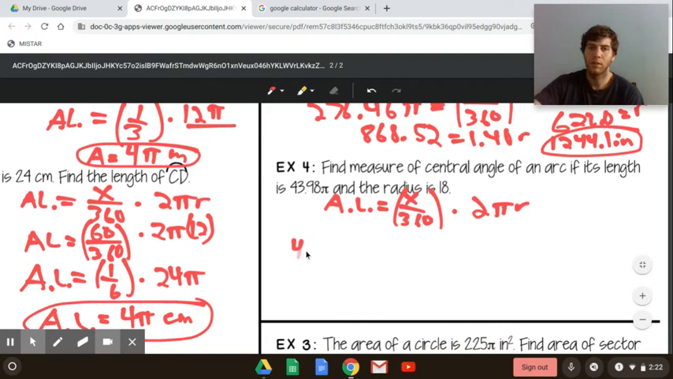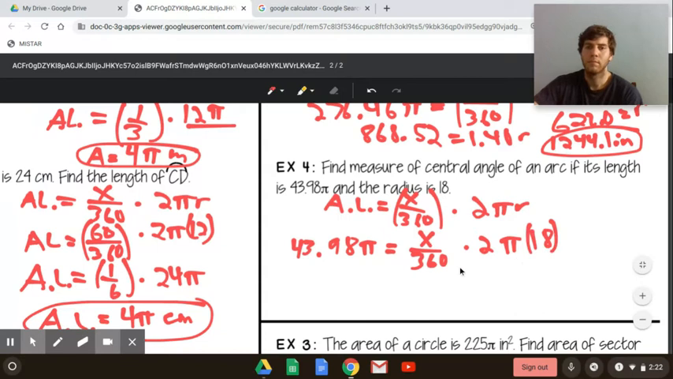So we have 43.98 pi on the left side. That's our arc length, equals, again, x over 360 times 2 times pi times the radius, which is 18. So I'm going to divide both sides by, again, we're trying to get x by itself, so I'm going to get rid of the 2 pi r. I'm going to divide both sides by 2 times pi times 18.